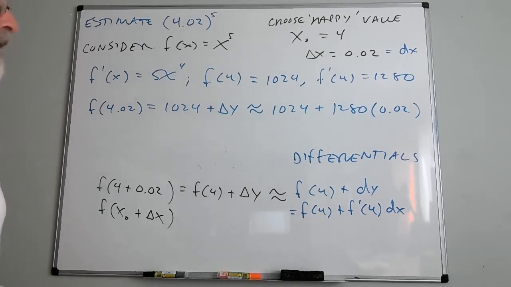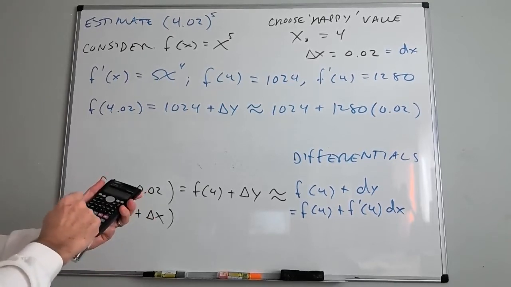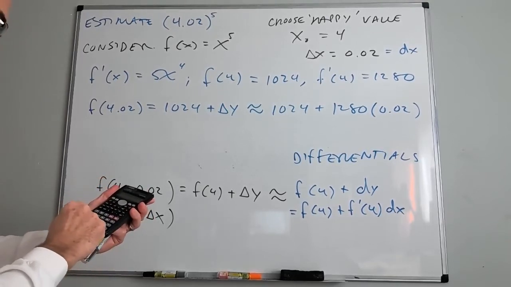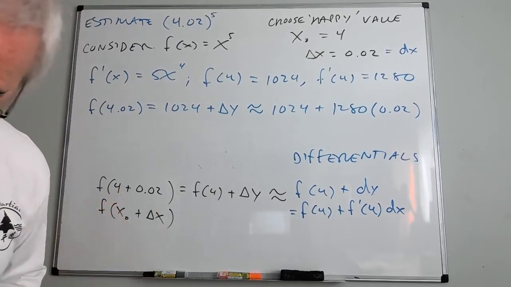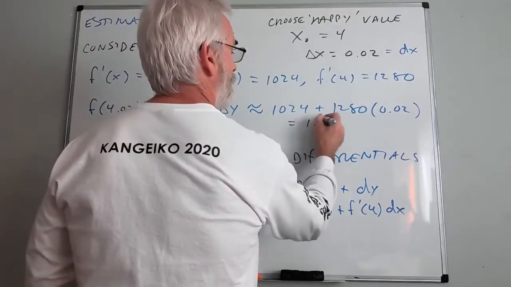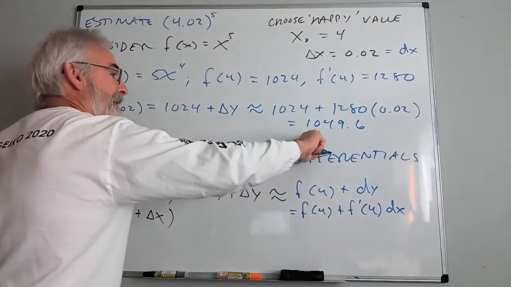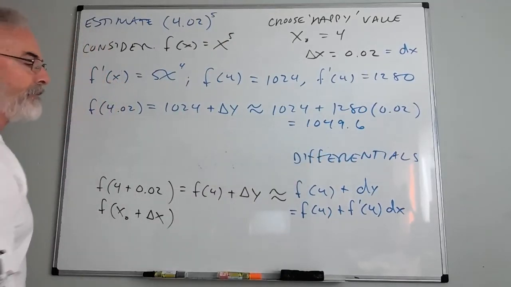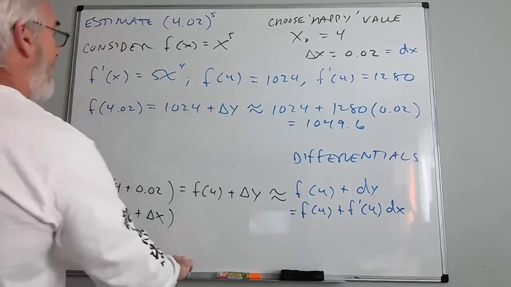Now, you can use a calculator for that if you choose, or you can do that in your head. So that's 1,024 plus 1,280 times 0.02. So on my tangent line, the y value is 1,049.6. Okay, so the final way for me to answer this question, everything I've said is correct.